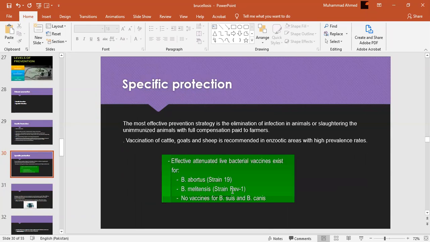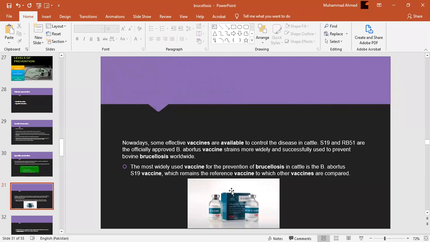Specific protection. The most effective prevention strategy is the elimination of infection in animals or slaughtering the unimmunized animals, with full compensation paid to farmers. Vaccination of cattle, goats, and sheep is recommended in endemic areas with high prevalence rates. The vaccine is live attenuated, and the strains are strain 19 for Brucella abortus and strain Rev 1 for Brucella melitensis. Nowadays, some effective vaccines are available to control the disease in cattle.